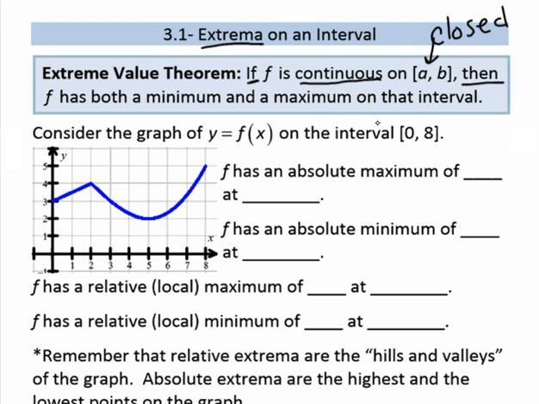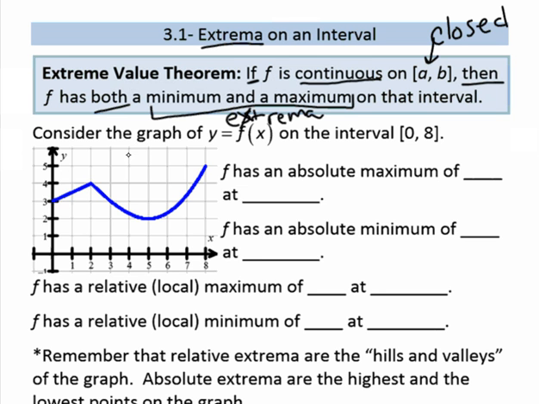So if we know that, then we know for a fact that f has both a minimum and a maximum on that interval. Together, the minimum and the maximum are called our extrema. Not estrema, extrema. So if I ask you to find the extrema, you would find the most minimum point and the most maximum point on that interval.